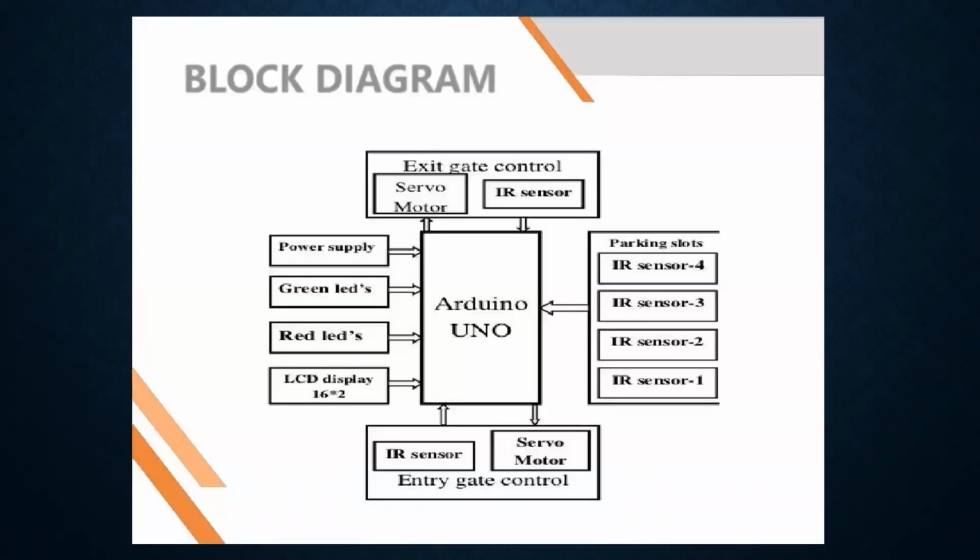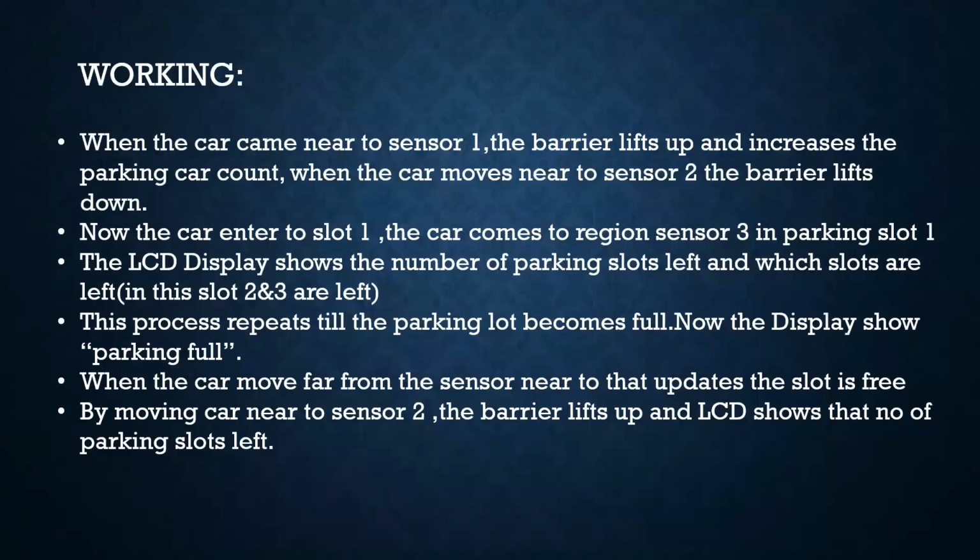Next slide. This is the block diagram of our project. In the Arduino, there are 4 parking slots which are used to connect IR sensors. We connect three sensors in that, and one servo motor and ultrasonic sensor in the exit gate control and entry gate control. We give power supply to the Arduino, and the LCD display is connected to the Arduino to get output.